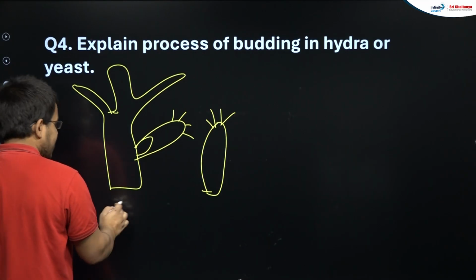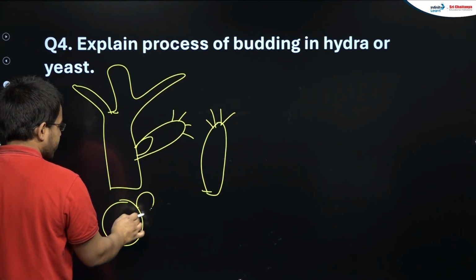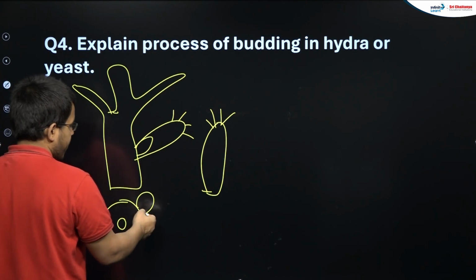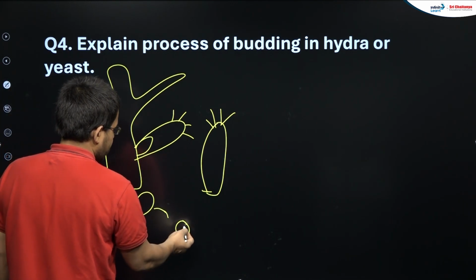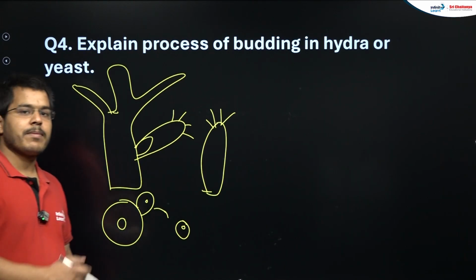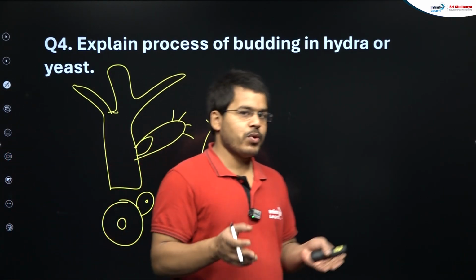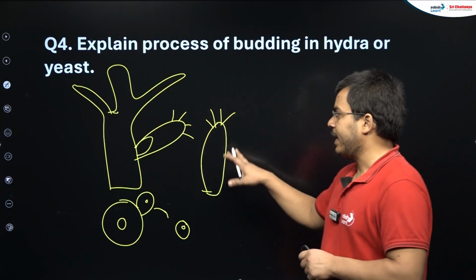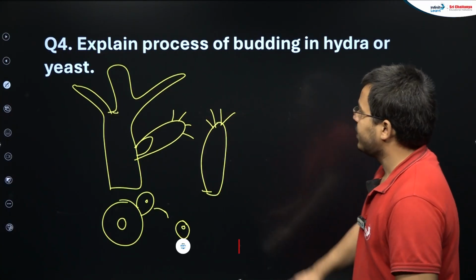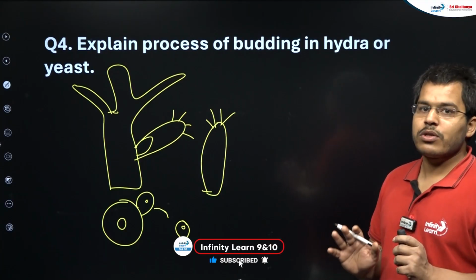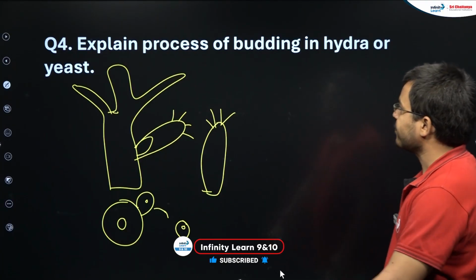A similar thing happens in yeast. Yeast is a single-celled organism. If you see yeast, it will produce a bud like this. Then this bud will detach and become a new individual. So this budding process, students, you can make a diagram, or a diagram will come, and then you have to recognize that it is the process of budding taking place in yeast and hydra. These two examples are mainly there for the process of budding. You also need to know them very well.